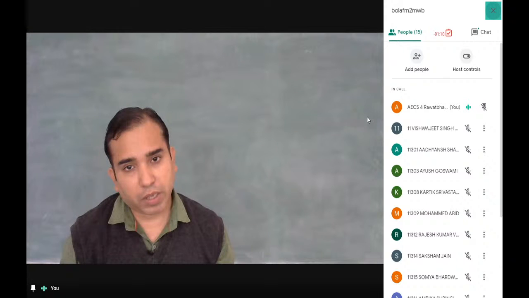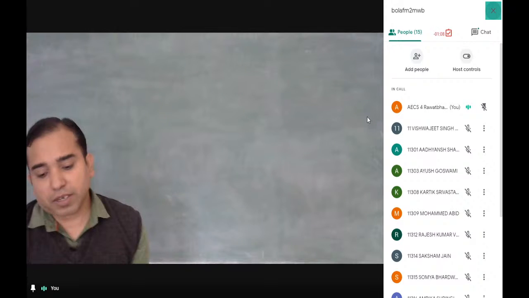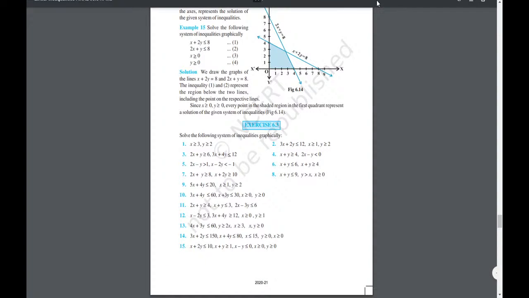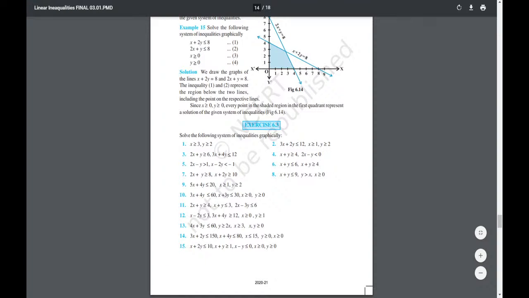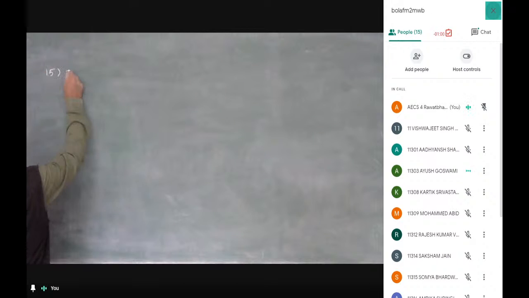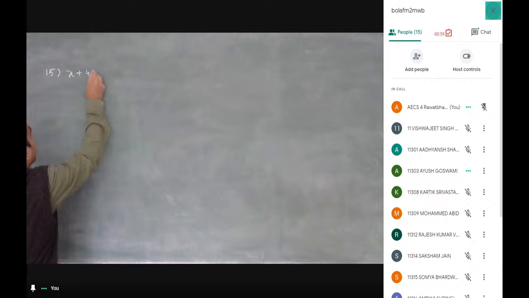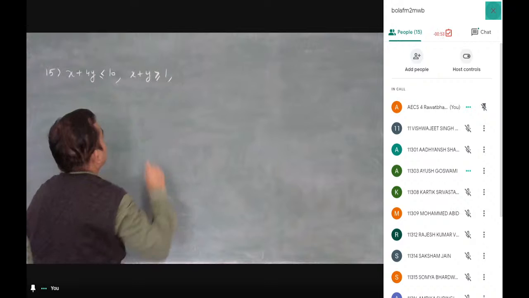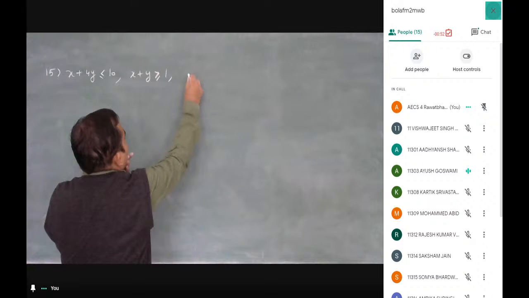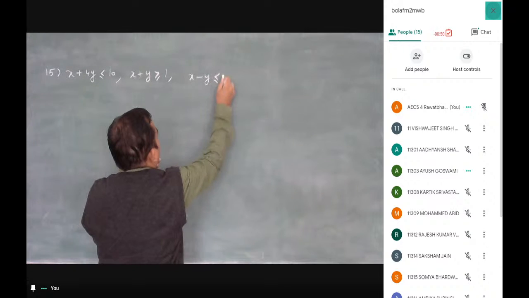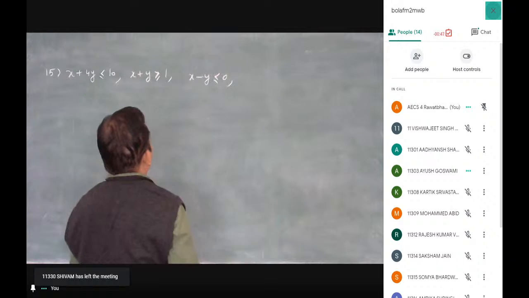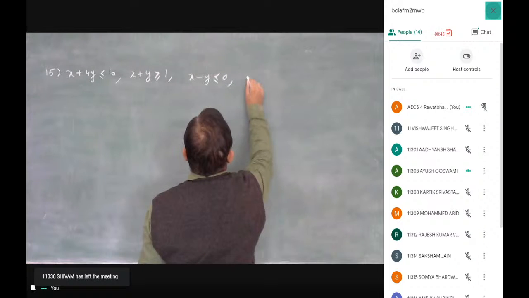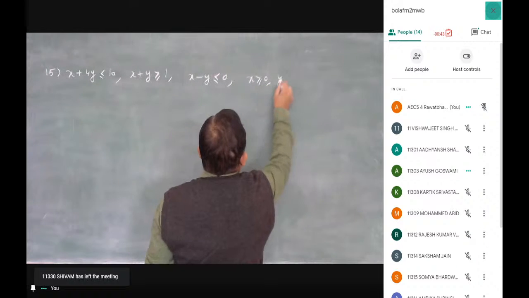Ayush, please read the next question, perhaps question 15th. Yes, please read. X plus 2y and then equal to 10. Okay. X plus y greater than equal to 1. Okay. X minus y less than equal to 0. Okay. Let us draw.